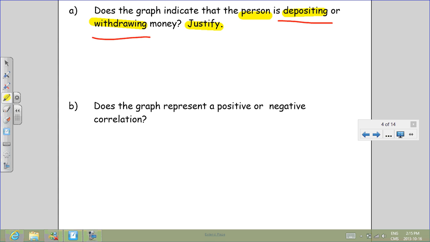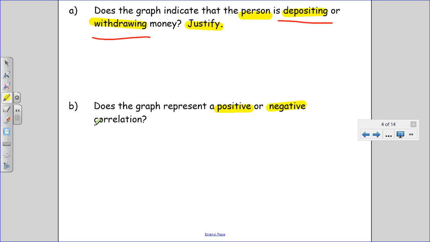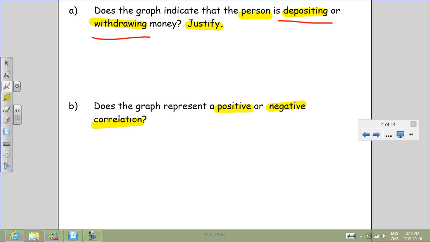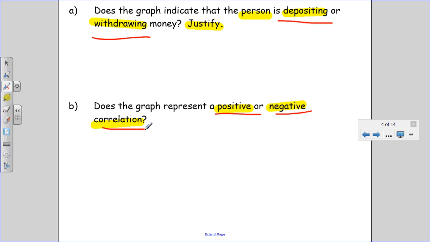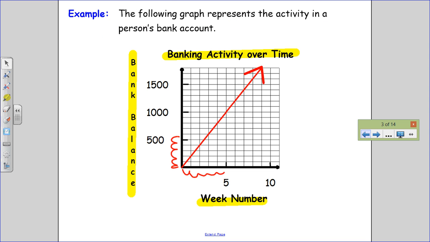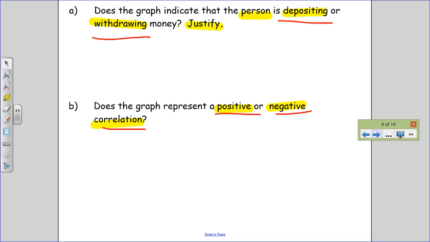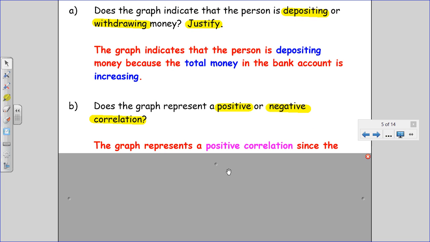Does the graph represent a positive or a negative correlation? That's what I'm looking for. We're going to go back to the graph. The line rises to the right, so that must be a positive correlation. And you can see we've got some answers written here.